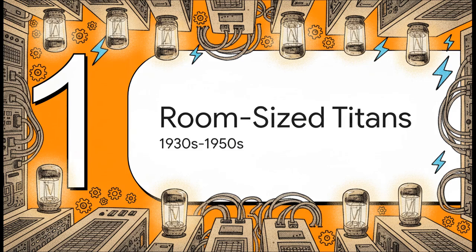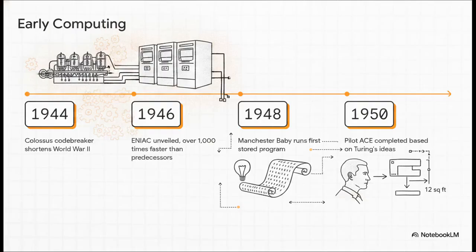Okay, part 1, the room-sized titans, stretching from the 1930s all the way to the 1950s. Now, picture this era. Computing back then required massive physical effort, huge cavernous rooms, incredible amounts of electricity, and just thousands upon thousands of glowing vacuum tubes. Born largely out of military necessity during World War II, machines like the 1944 Colossus codebreaker were built specifically to decrypt complex Nazi Lorenz ciphers, something that fundamentally altered the course of the war.